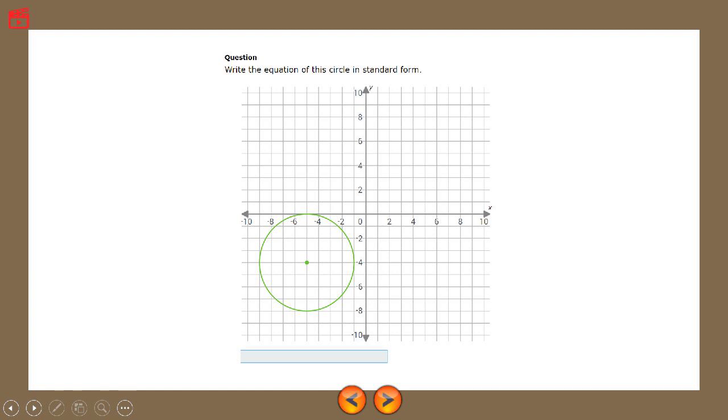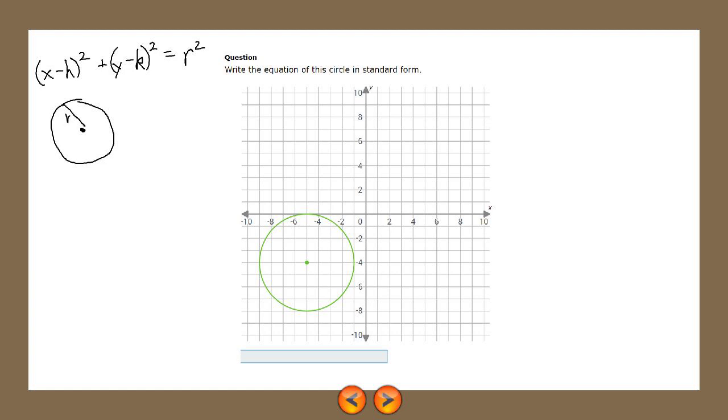Let's now focus on the last type of problem, which was just writing an equation for a circle. I provided you the equation of a circle. The equation of a circle looks like (x minus h) squared plus (y minus k) squared equals r squared. In your picture on your reference sheet, it gives you a circle with r labeled as the radius, and the center being the coordinate (h, k).